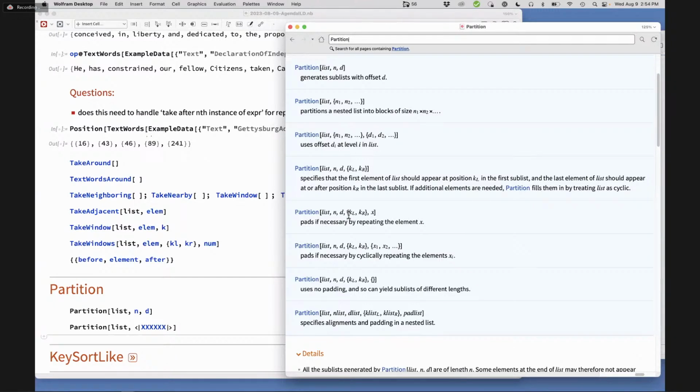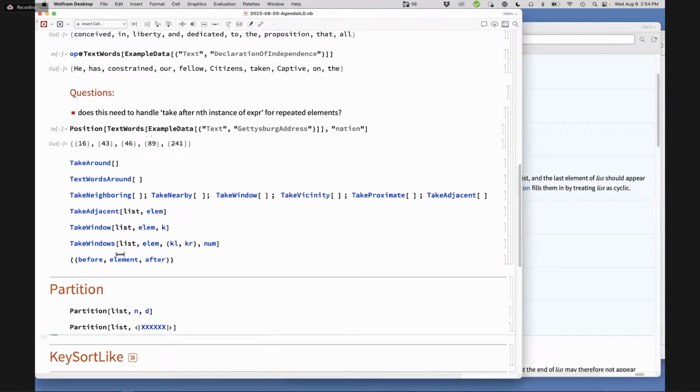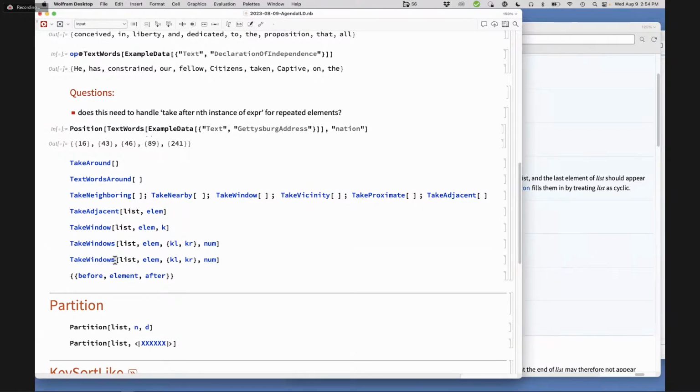Right. So look, let's study this as not for right now. What we're looking at right now is TakeWindows or TakeWindow. I don't know which is the right thing. And what should it do at the end? I put a naive implementation in chat for this span case.